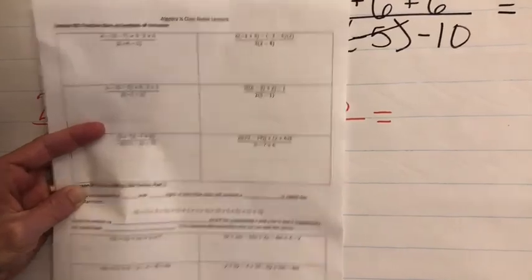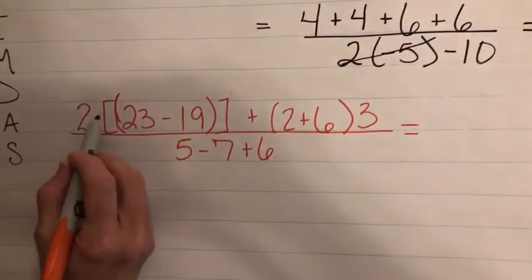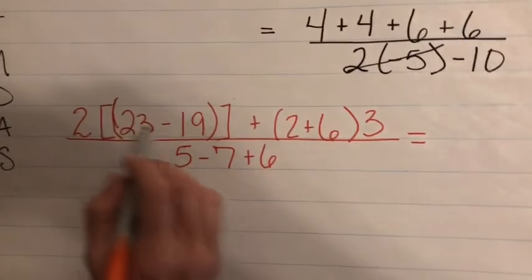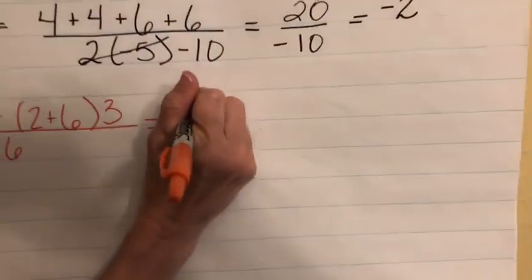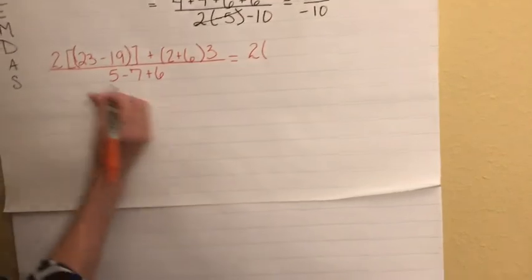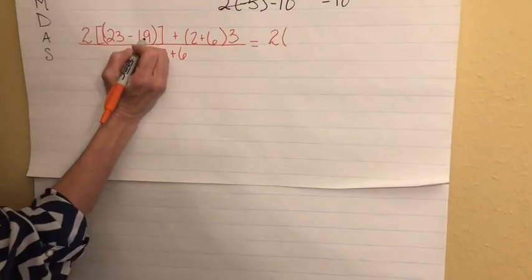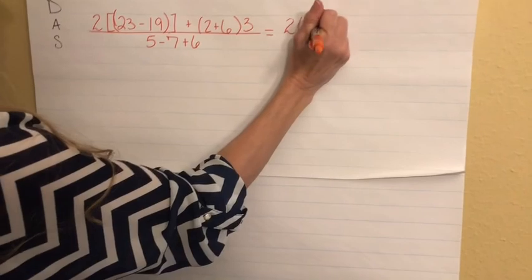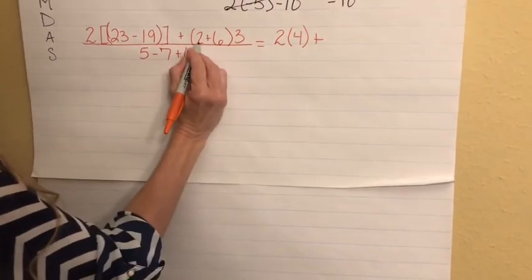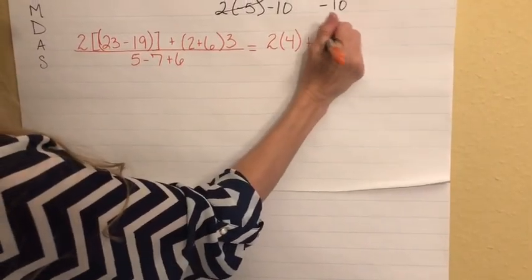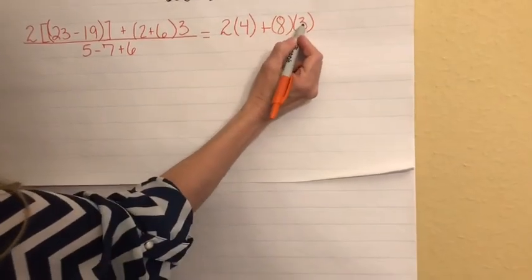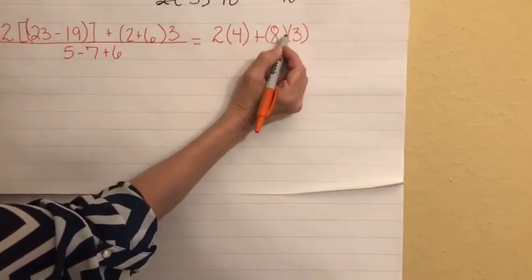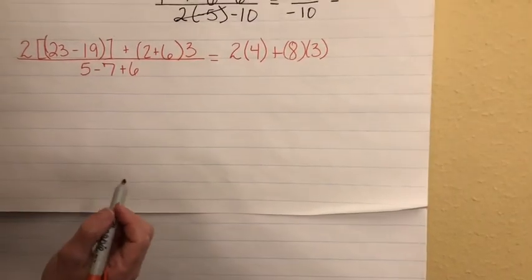So do the work and then check your answers to make sure you've done it correctly. So here we are at the very last problem. So we have a couple of things in parentheses on the top, so we're going to do those first and rewrite everything around it. So we're going to start by writing 2. And it's being multiplied by 23 minus 19, which is 4, plus 2 plus 6, which is 8, times 3. And I just put that 3 in parentheses to show I am multiplying those two. You could have put a raised dot in between, that's fine too.